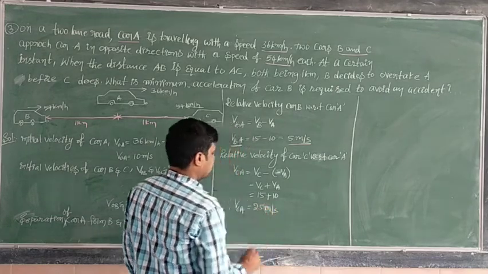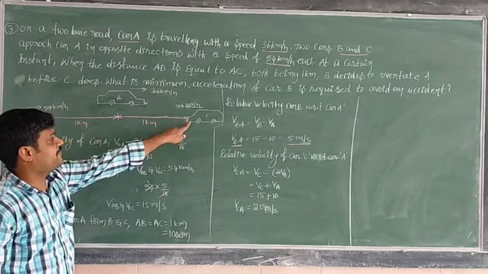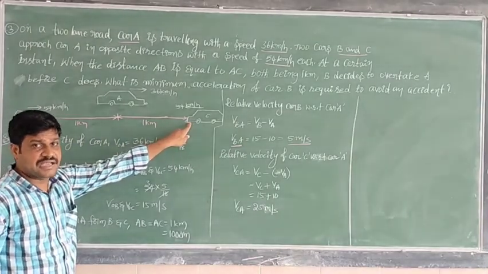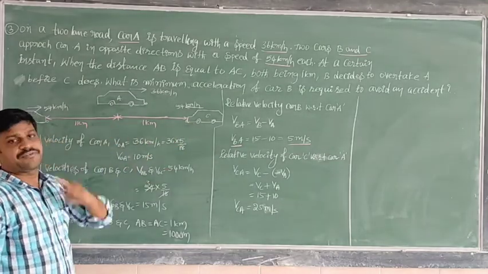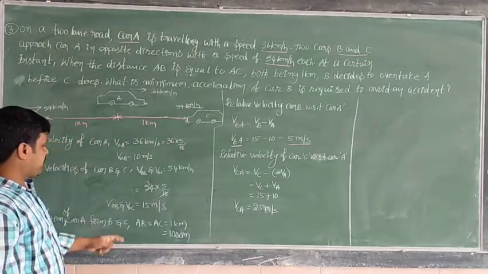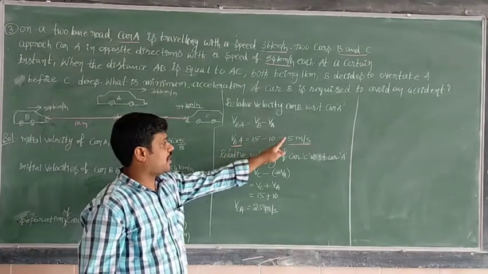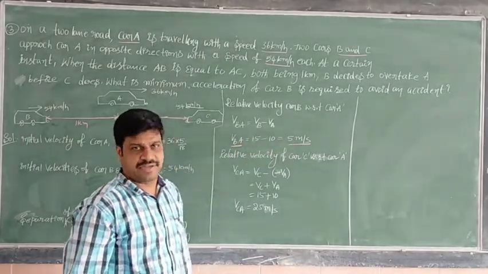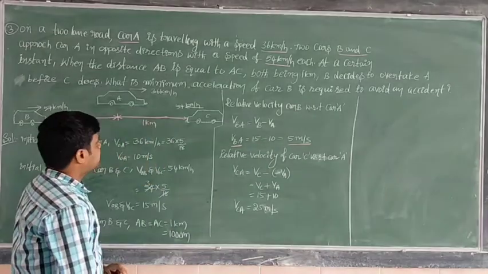meters per second. That means the speed at which car C appears to car A is 25 meters per second. And the speed at which car B appears to car A is 5 meters per second. Right. Now you just see.